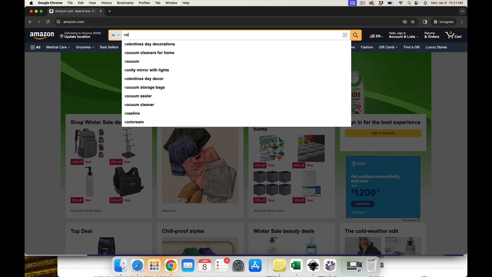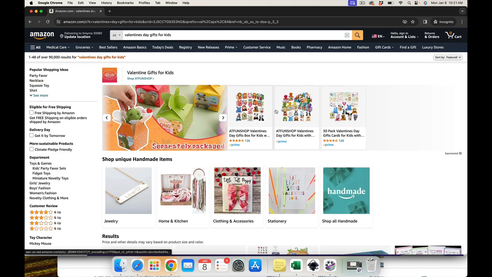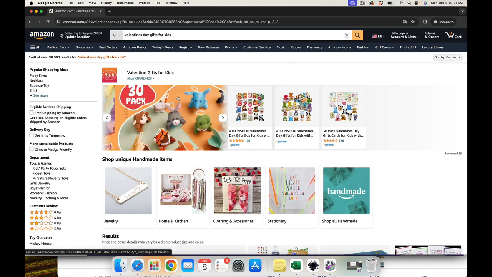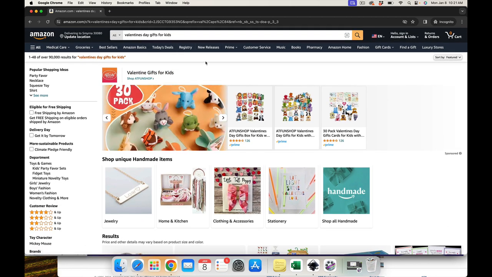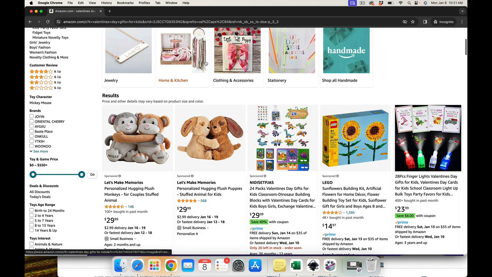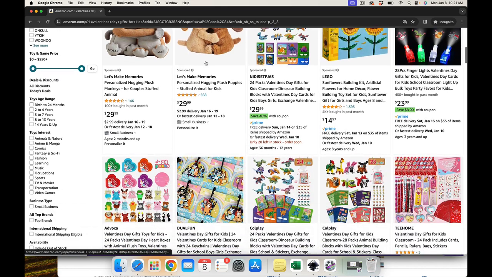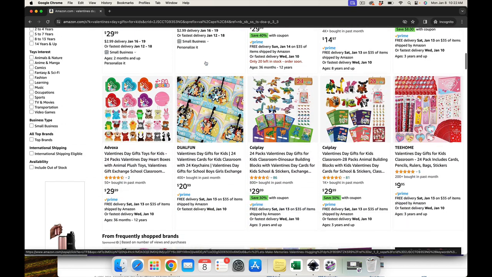So if I start by typing in Valentine's Day, you can see that already Valentine's Day decorations and gifts for kids is popping up as a suggestion. And even though we are focused on books specifically, I might just start by clicking on Valentine's Day gifts for kids. Now, what this does for us is it shows us, number one, what people are looking for.